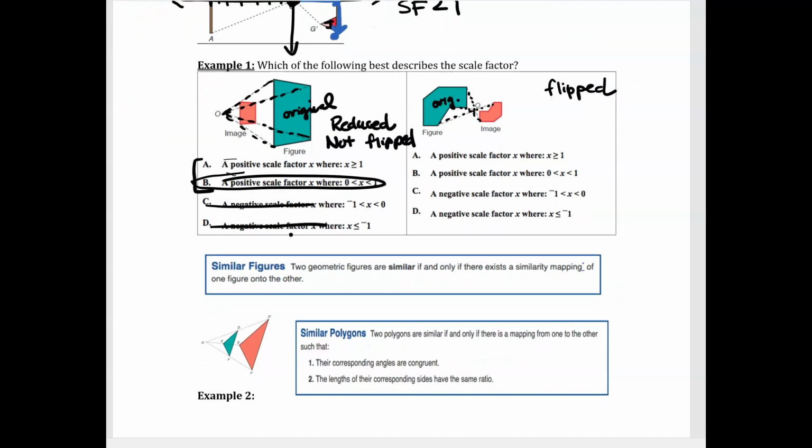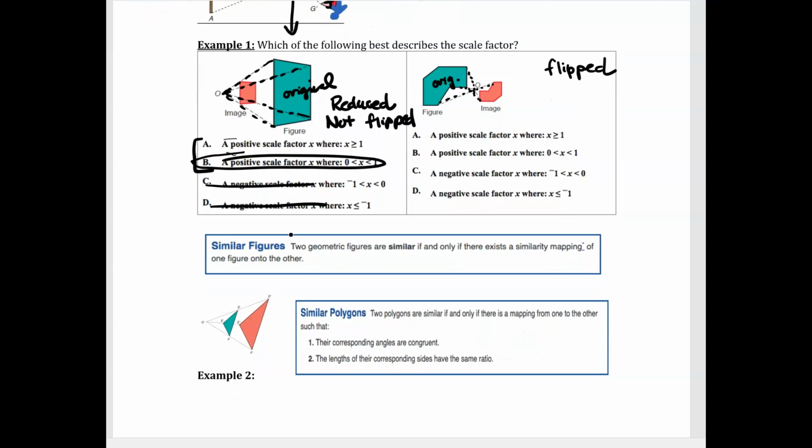So that tells us that there's a flipping happening. With example 1 in the second box, we know that they're being flipped, so that tells us there's a negative scale factor, so it narrows down our options between C and D. And then it also looks like it's reduced. The original green is getting smaller, so we know that the scale factor is going to be less than 1. So that means it's going to be option C. So X is going to be between -1 and 0. Okay.